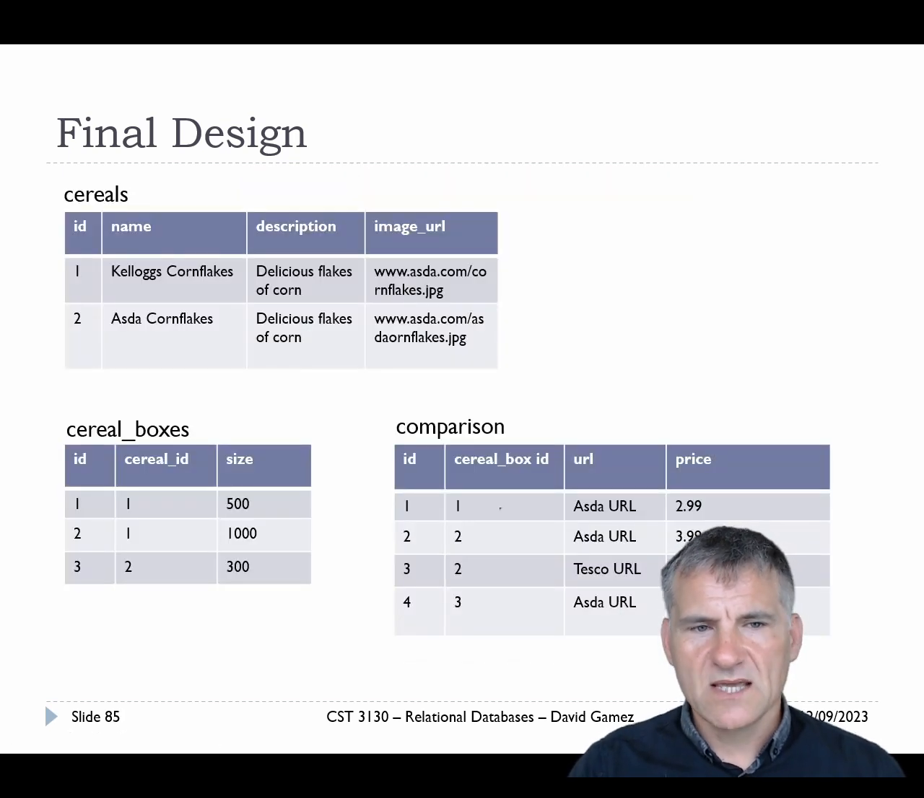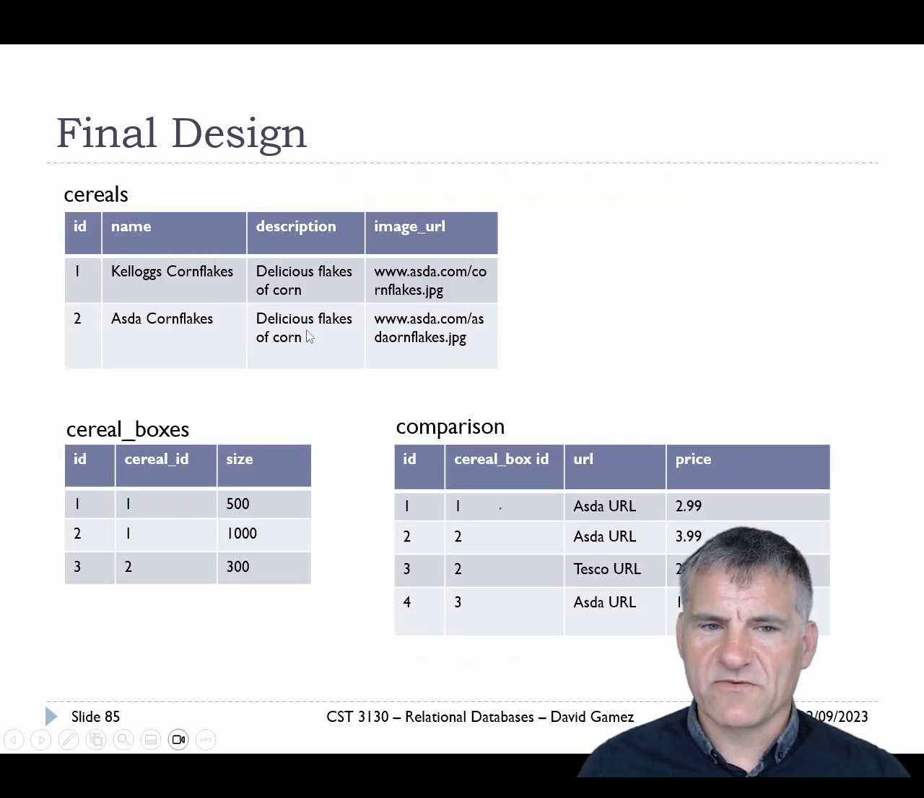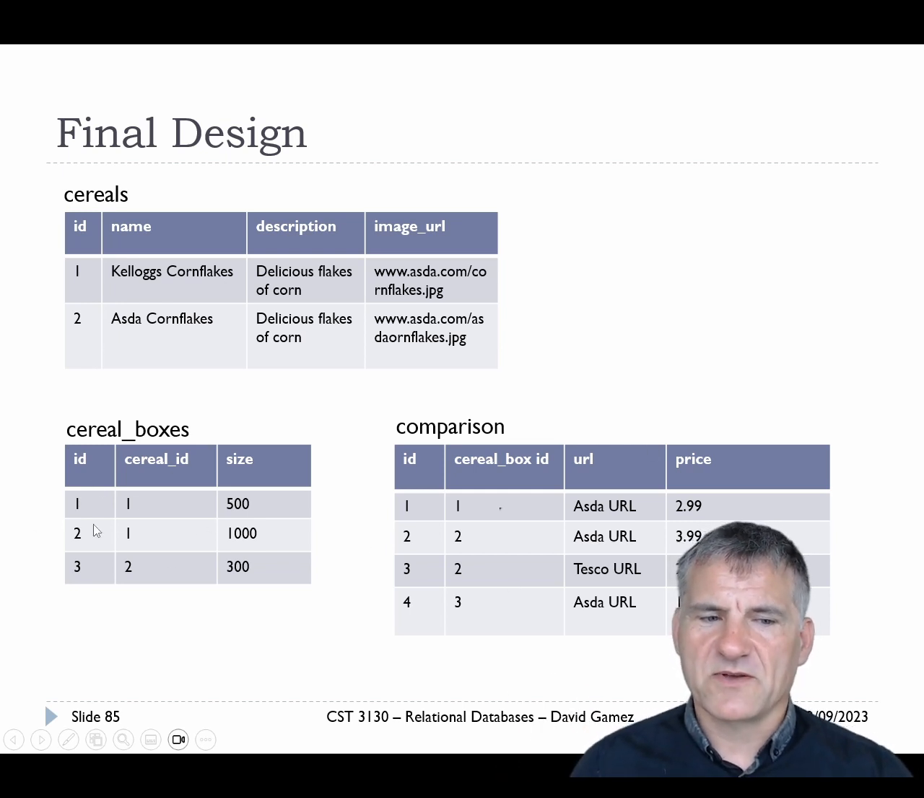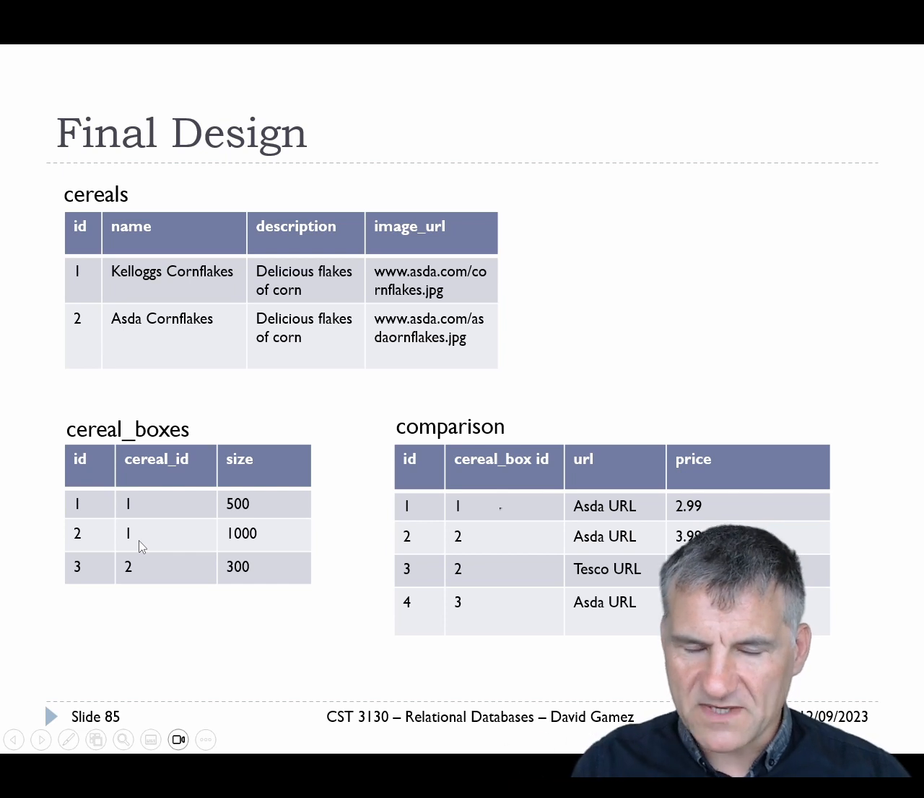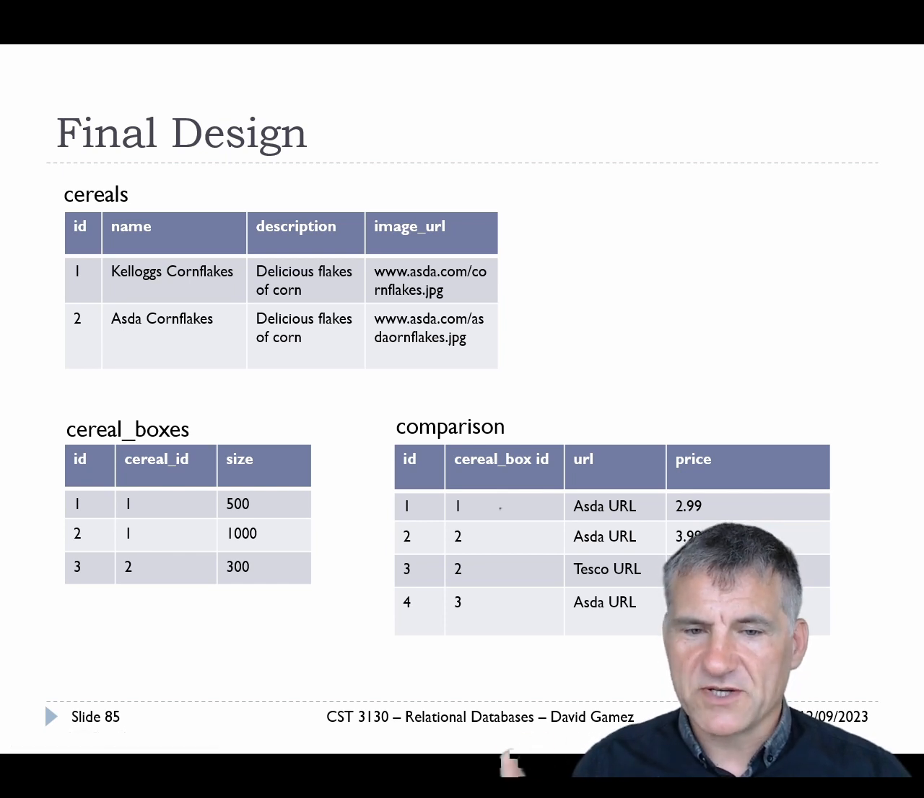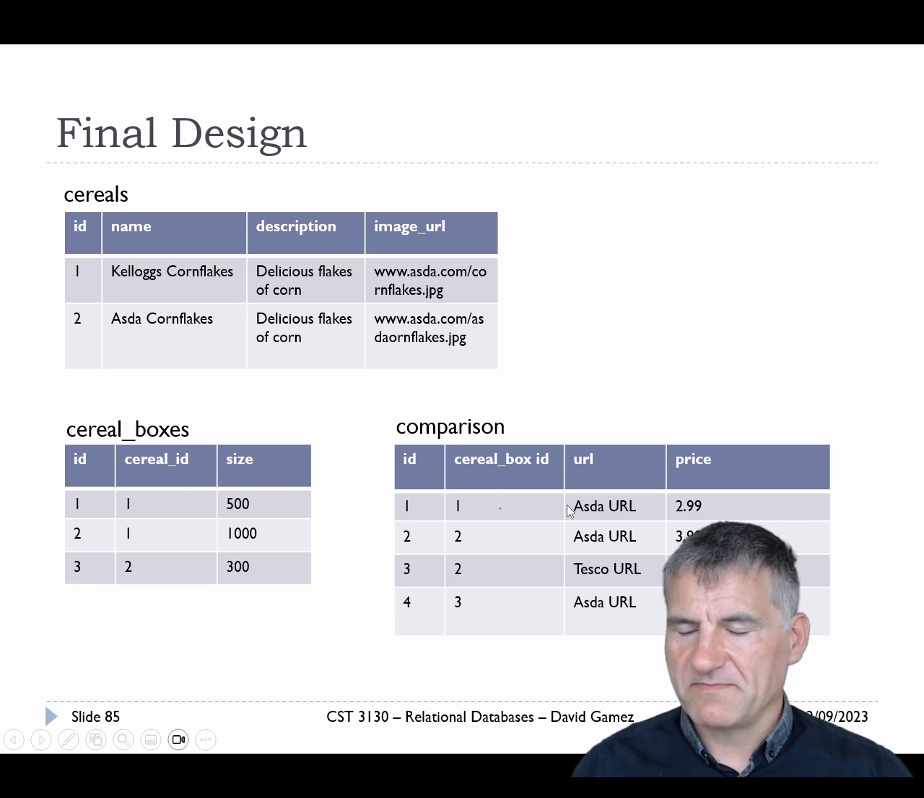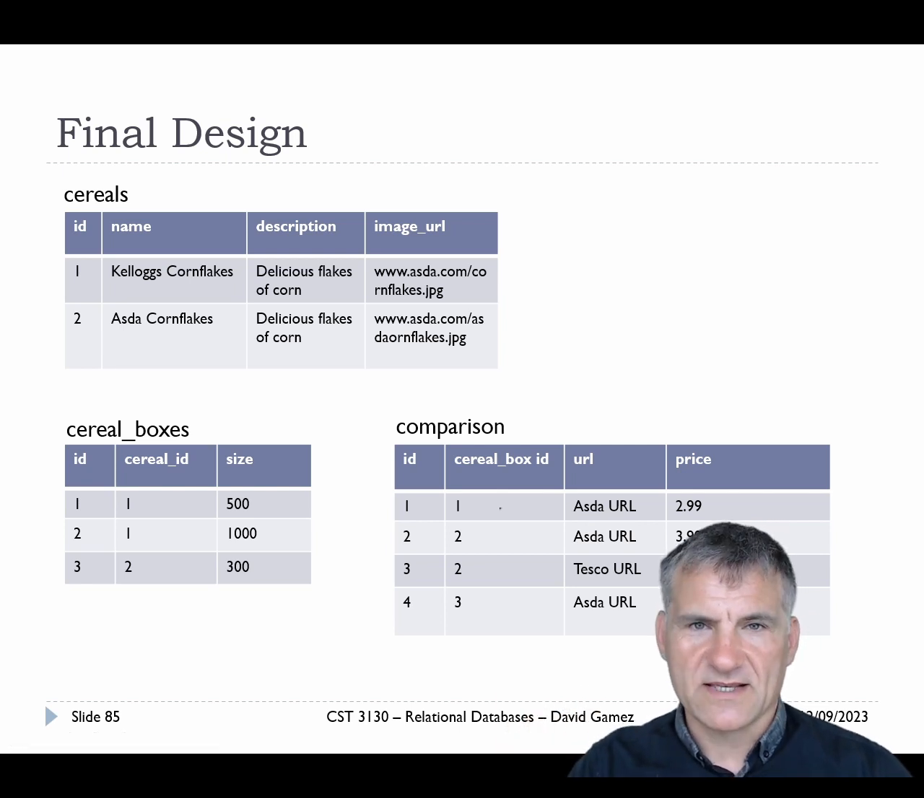And so this is an example. You can see here we've got rid of the duplicate descriptions of the Kellogg's cornflakes, and we're linking the different products with the different boxes which you can buy, and then we've got the comparison table here where you can actually see the prices of those different boxes.